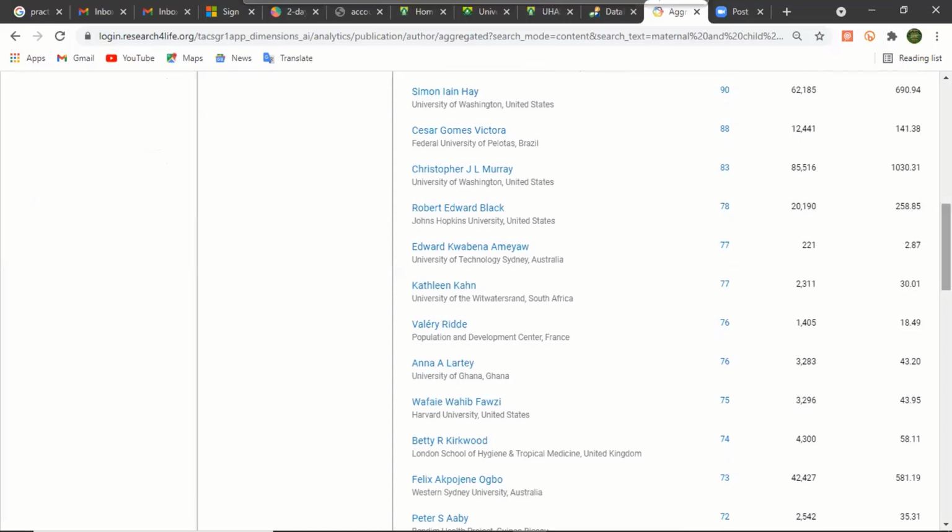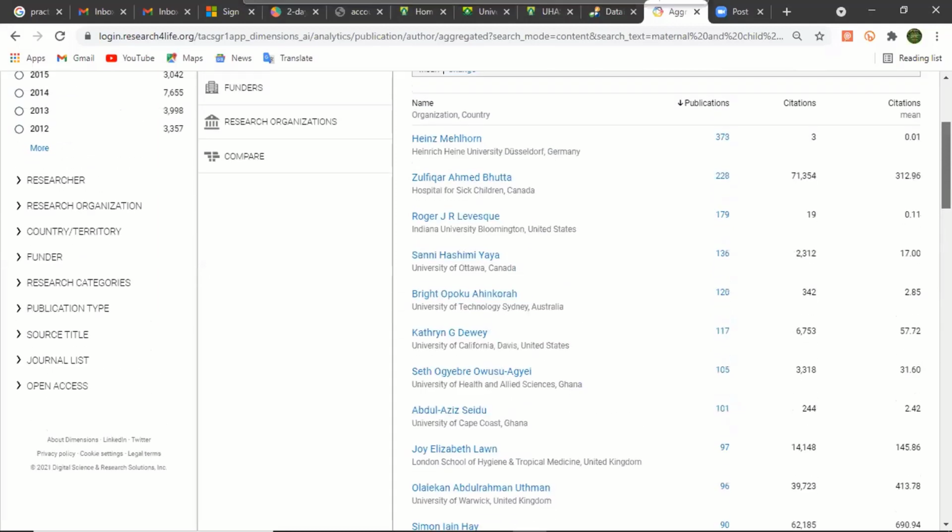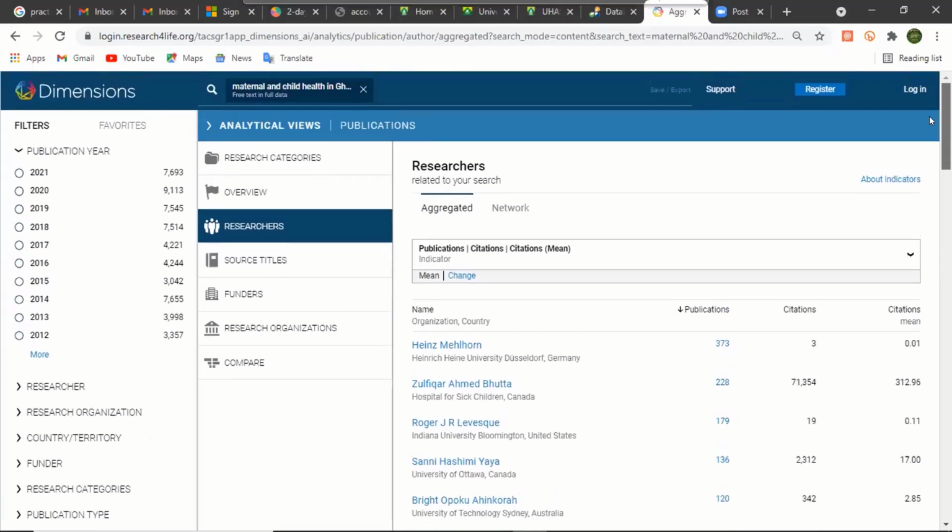You can check if your own name appears. I can see another Ghanaian name here, Edward Kwabena Ameyao, University of Technology, Sydney, Australia. So all these people are writing in relation to this topic, but I can see their affiliations. Most of their affiliations are not in Ghana, they are outside Ghana. That means they are lecturing or working outside Ghana, but they are doing their research on Ghana.